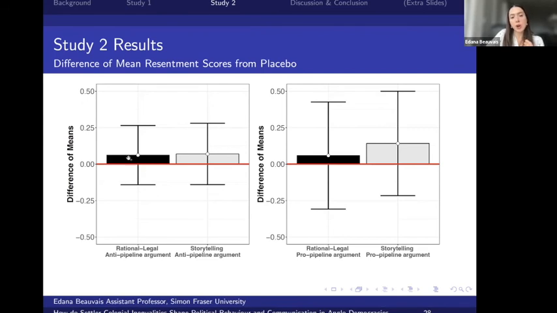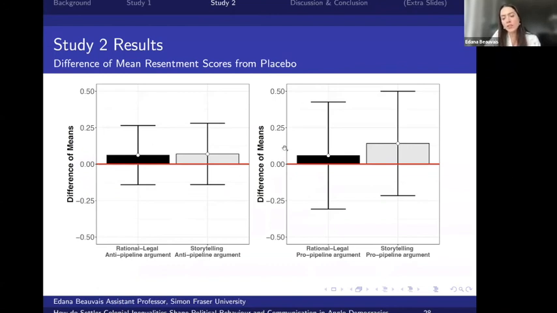And what we can see from these bars, so positive values means that the people who got the treatment had higher levels of Indigenous resentment compared to the placebo. And we can see that for both of these, for those who got the rational legal as well as the storytelling counterargument, both these values are positive, which means that for both communication styles, it looks like the treatment activated a bit of Indigenous resentment. So that's contrary to my hypothesis regarding storytelling. But these confidence intervals cross the 0 line, so it's not statistically significant.